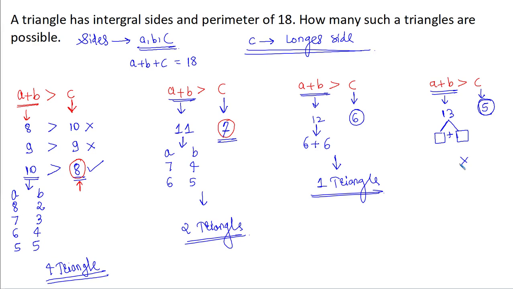So total overall, how many triangles can we form? 4 plus 2 plus 1, that is equal to total 7 triangles we can form.